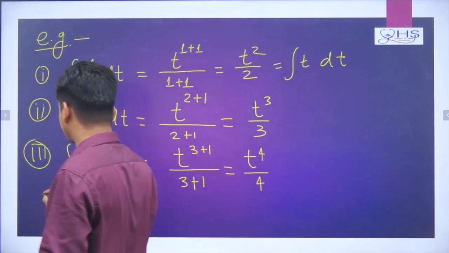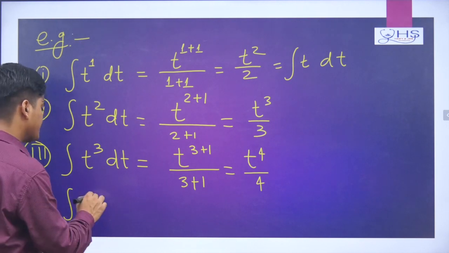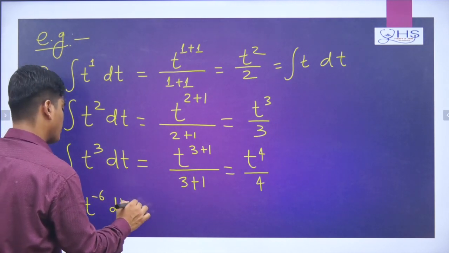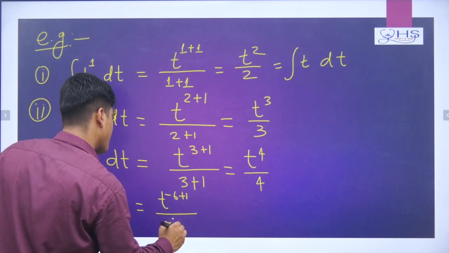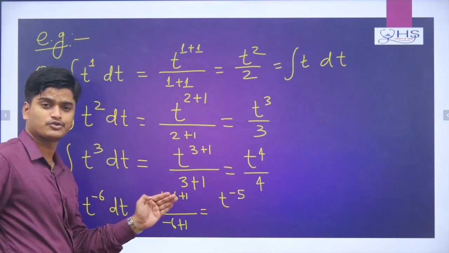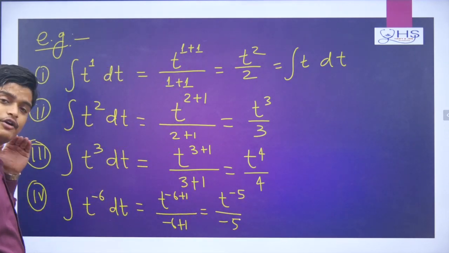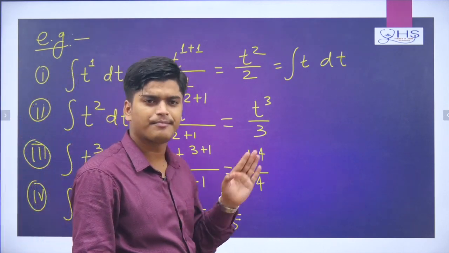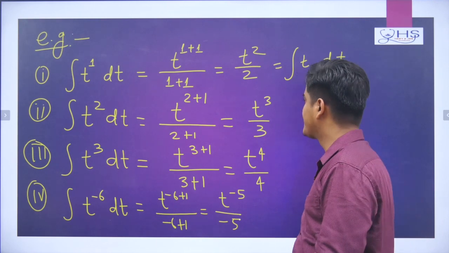Okay, so understand now. Now fourth, similarly, suppose I am writing integration of t to the power minus 6 dt, then what will I write? T to the power minus 6 plus 1 divided by minus 6 plus 1. So how much will come? T to the power minus 5, because minus 6 plus 1 is minus 5, divided by minus 5. So in this way you can do. You can take also fractional values like minus half, minus 3 by 2, you can calculate. So you check, I gave 4 examples just for understanding.